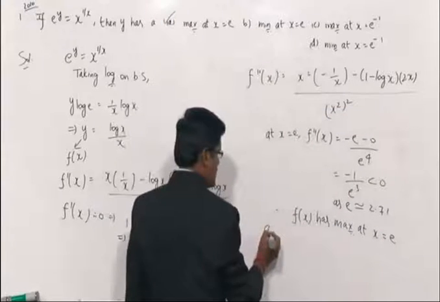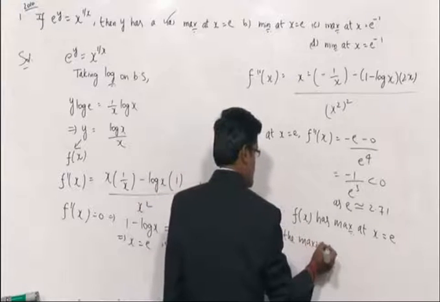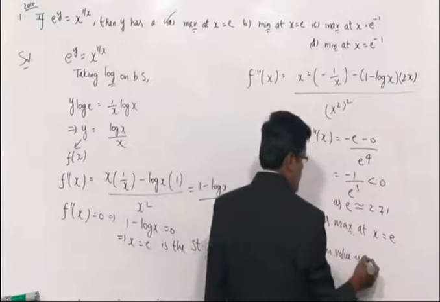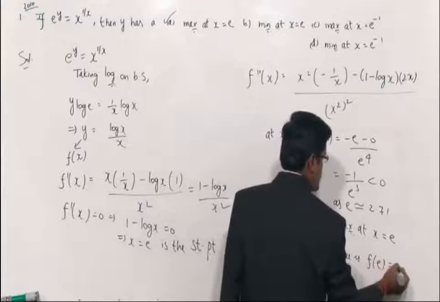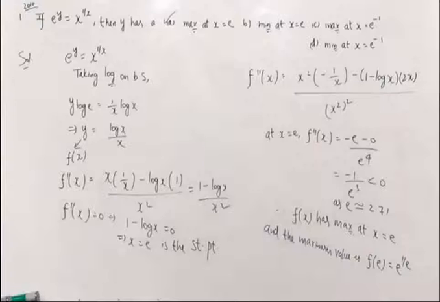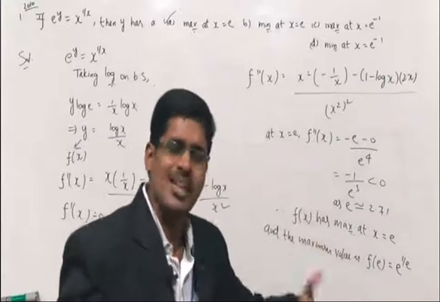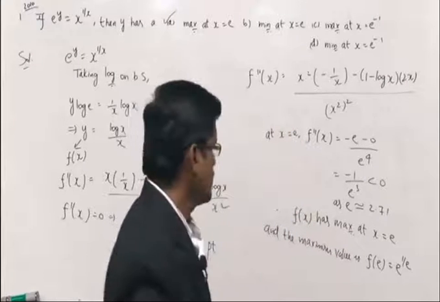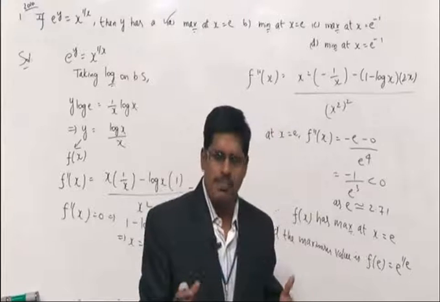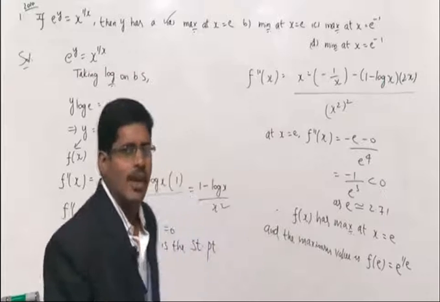But I am finding the maximum value, and how to find this maximum value is to substitute this point e in the function, that is f of e is equal to e raised to 1 by e, e to the power 1 by e. So once we decide a point is a maximum or minimum, how to find the maximum value or minimum value: substitute that corresponding x value in the function. Once you decide a point x is either a maximum or minimum, put the point in the function, which gives the corresponding maximum value or minimum value.